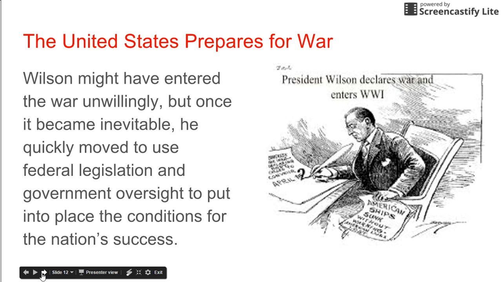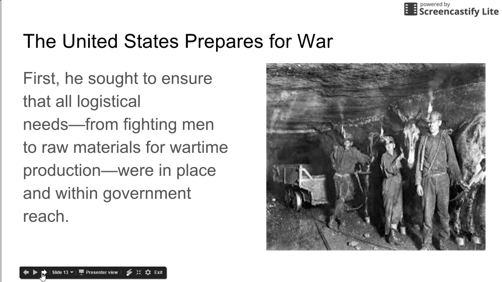Wilson might have entered the war unwillingly, but once it became inevitable, he quickly moved to use federal legislation and government oversight to put into place the conditions for the nation's success. First, he sought to ensure that all logistical needs, from fighting men to raw materials for wartime production, were in place and within government reach.